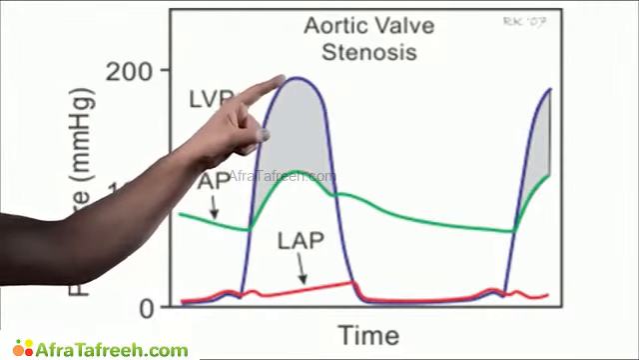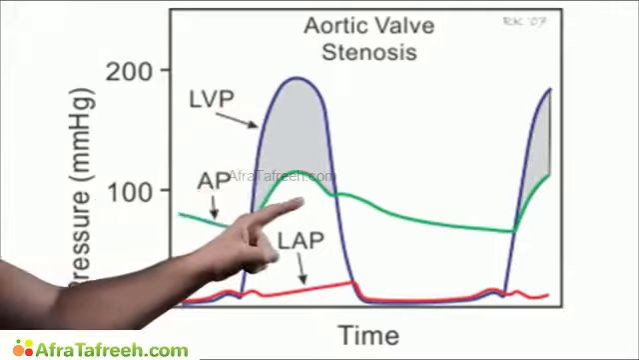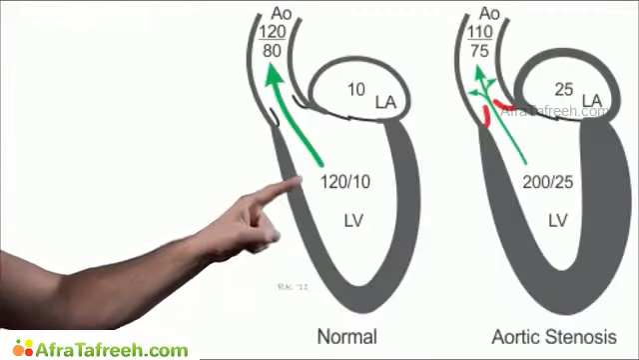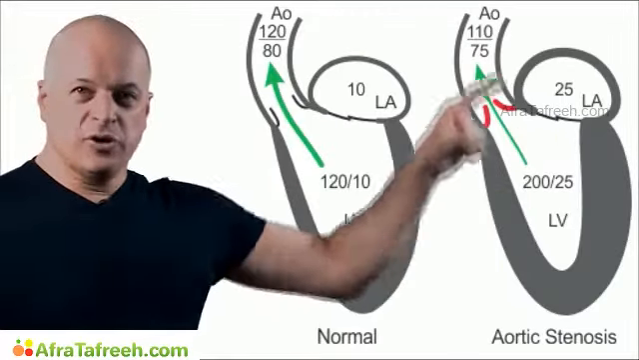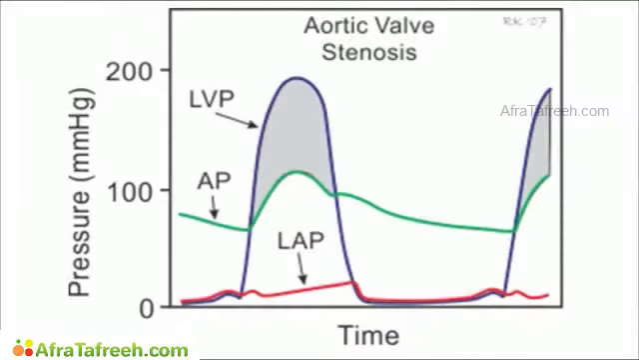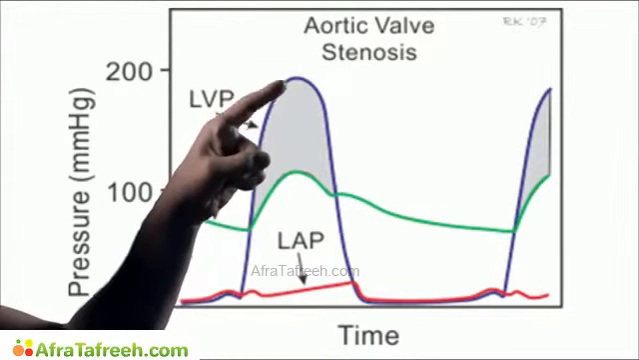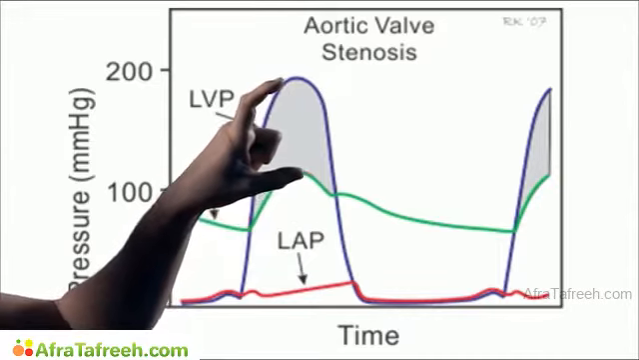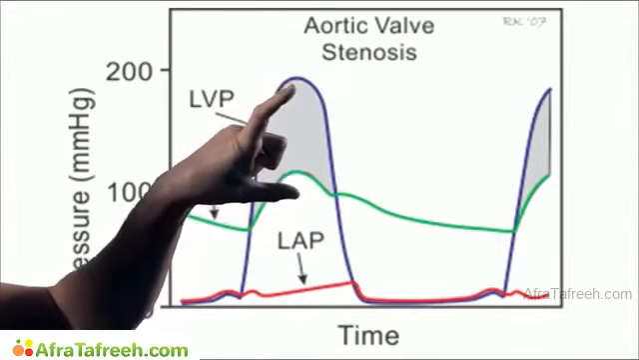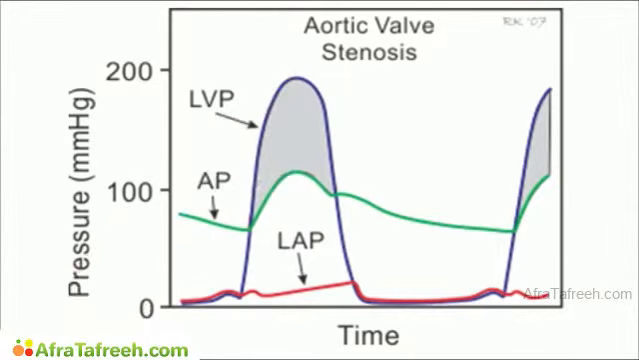So look, 200, 110. This is a representation of that valve gradient. The aortic pressure is so much lower than that left ventricular pressure because there's a stenotic valve in the way. And the greater the difference, the greater the gradient, the more you need to have that valve taken out.